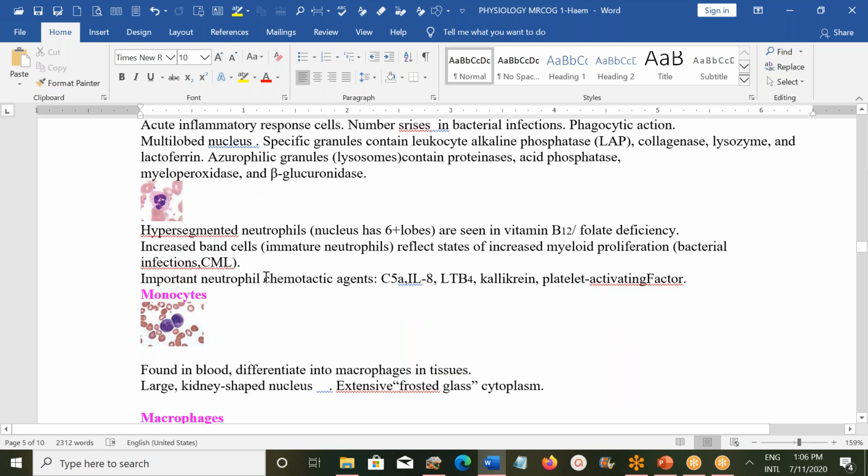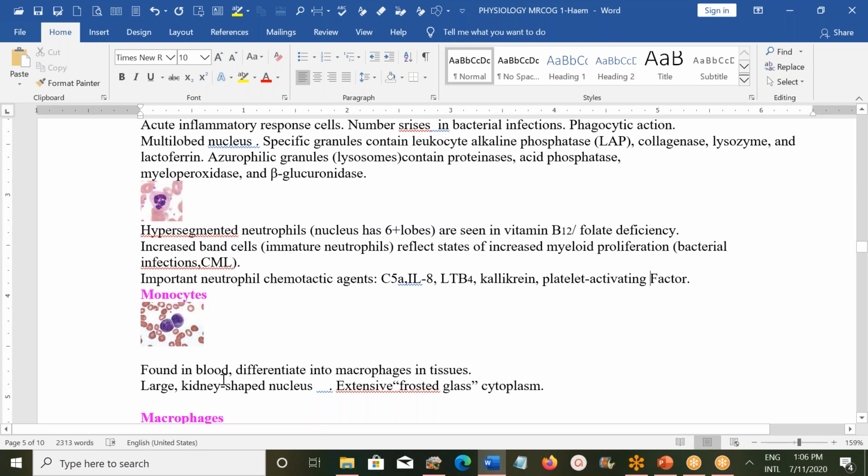The important neutrophilic chemotaxis factors are complement 5A, interleukin 8, leukotriene B4, kallikrein, and platelet activating factor. These things should be on your fingertips because they will give you easy marks.